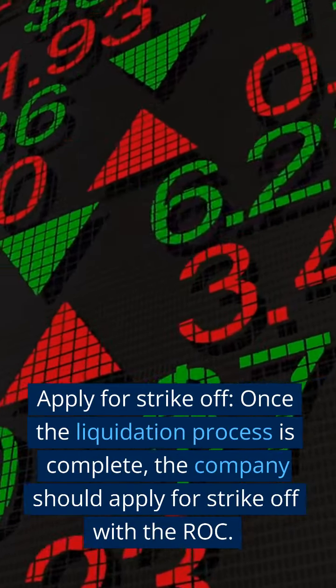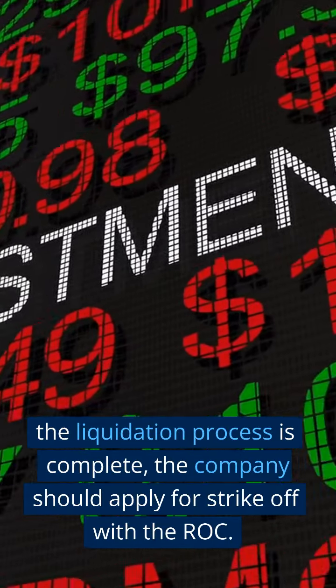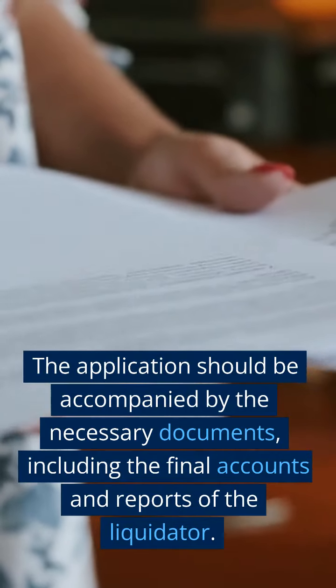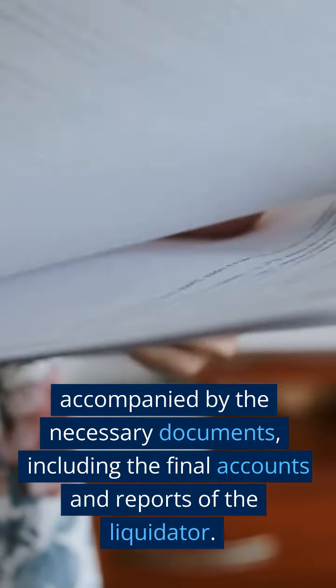Apply for strike-off. Once the liquidation process is complete, the company should apply for strike-off with the ROC. The application should be accompanied by the necessary documents, including the final accounts and reports of the liquidator.